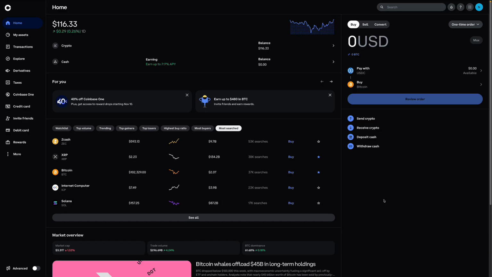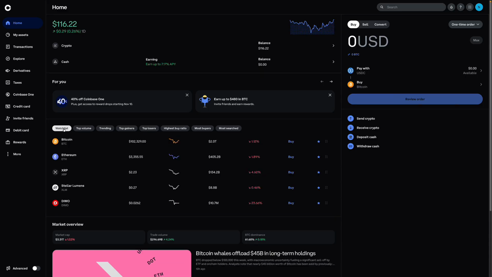Now that we are on Coinbase, I want to walk you through this process. Pretty straightforward. So obviously we can see the home screen. We can see the amount that I actually have in Coinbase. It's not very much. It's just some fun money to demonstrate this platform for you all. So let's get started.